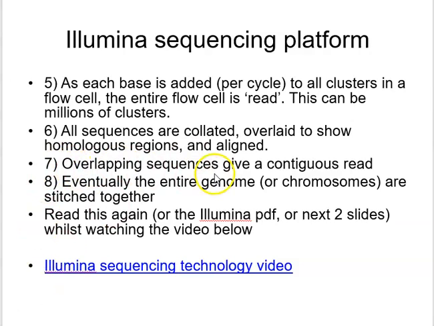And these overlapping sequences give a contiguous read, basically a continuous read that will read effectively from the start of chromosome 1 right to the end of chromosome 1 and so on. And we can piece together an entire genome doing this. Now I would say don't watch the Illumina video just yet. I will explain these points in more detail.